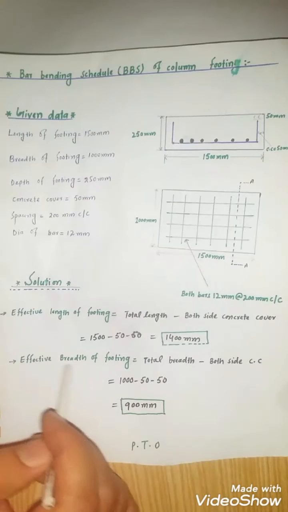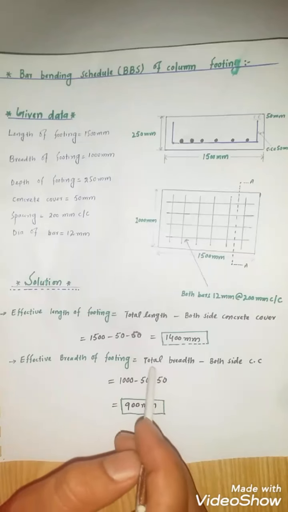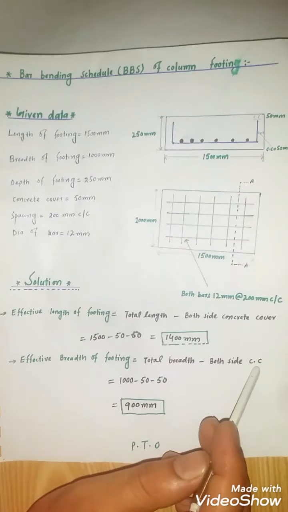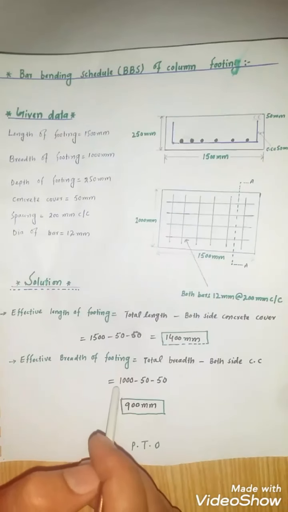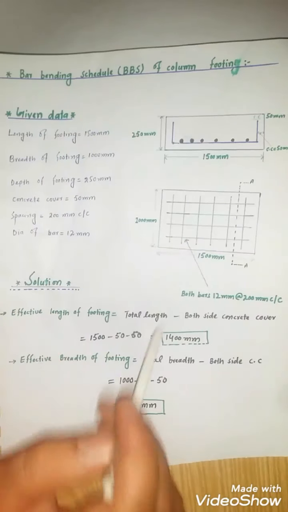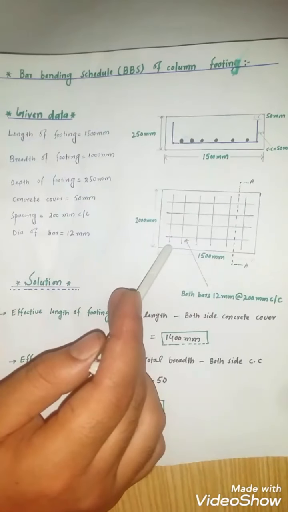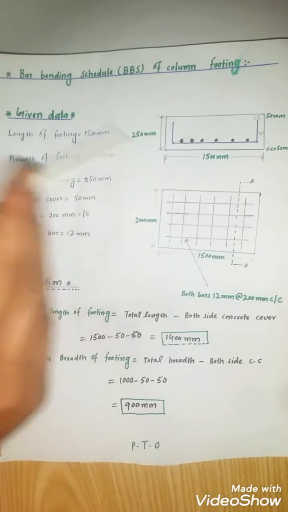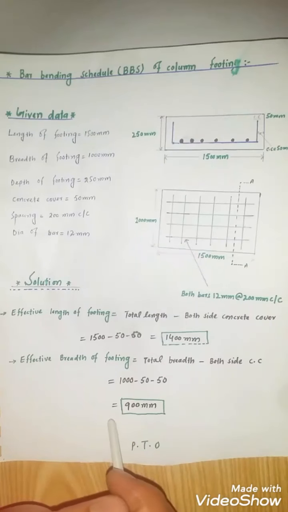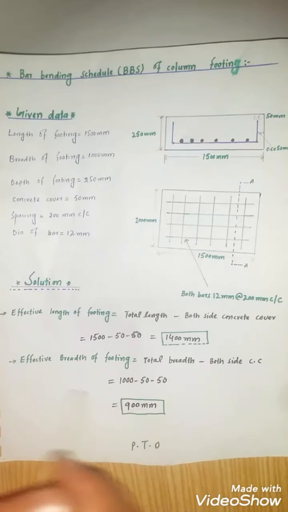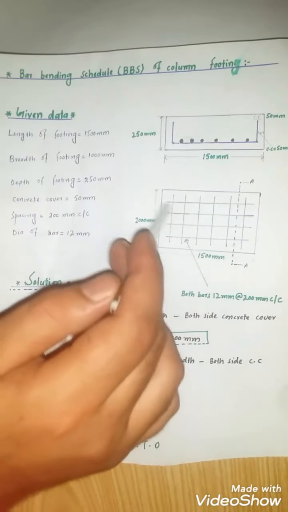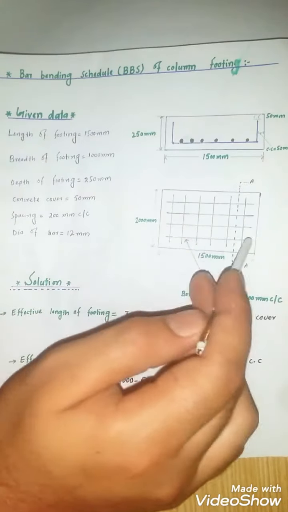After that we find the effective breadth of footing. Formula used: total breadth of footing minus both side concrete cover. The total breadth of footing is 1000 mm minus 50 mm from one side and 50 from another side. The effective breadth of footing is equal to 900 mm. And these are the main bars and this is the distribution bar.